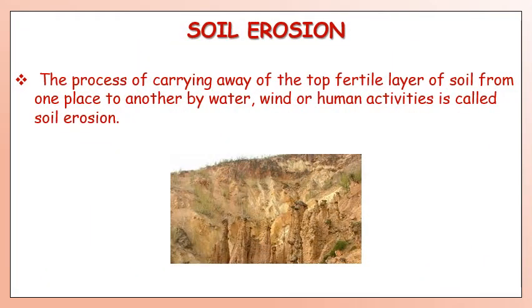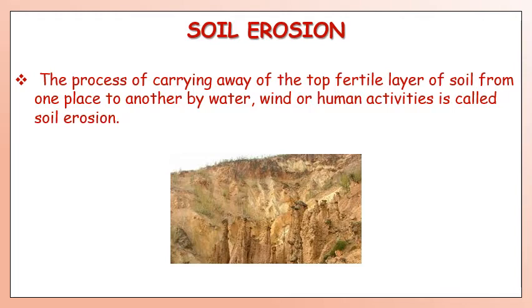Now next is soil erosion. Students, sometimes the topsoil is carried away by strong winds, washed away by heavy rains, or flowing river water. And this removal of fertile topsoil from one place to another by wind, rain, or river water is called soil erosion. Now you know that the loss of fertile topsoil makes the land unfit for farming.